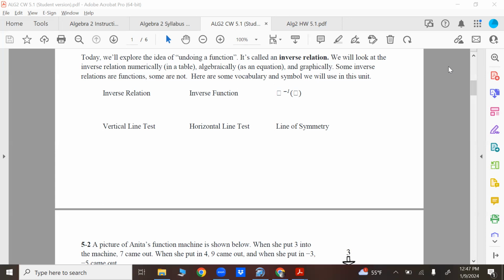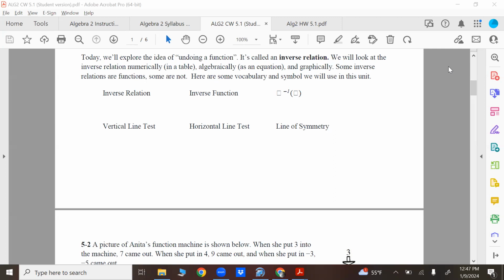Like, what's the opposite of addition? What's the opposite of multiplication? Division. So those are inverses of each other. Addition is the inverse of subtraction. Multiplication is the inverse of division, right? And vice versa. We're going to focus on the inverse of exponential functions, which we did talk about in the fall.